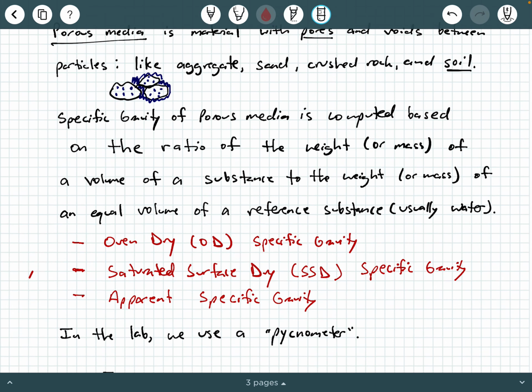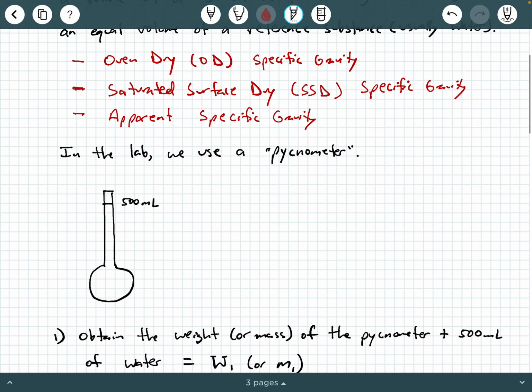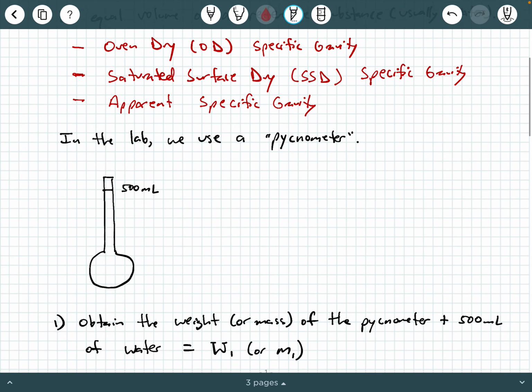Now, how do we determine this? Well, in the laboratory, we would perform an experiment where we would use a special type of flask called a pycnometer. Again, it's a special type of flask that looks something like this. You would have this long neck bottle with a bulb here at the bottom, and you would fill it up with water up to a 500 milliliter mark. You would usually use distilled water to perform this experiment. So let's go through the steps on how you would have done this in the laboratory.